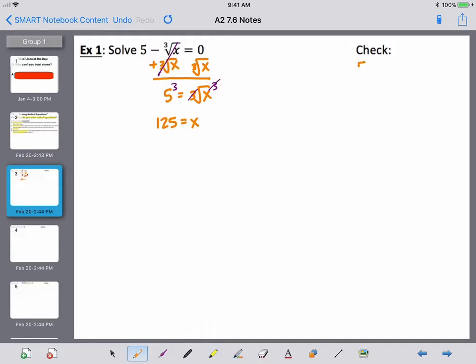And now we got to go back to that original equation, plug 125 in for x, and we're trying to see if that really equals 0. Well, the cube root of 125 is 5, and 5 minus 5 is 0. So yes, this is a true answer.